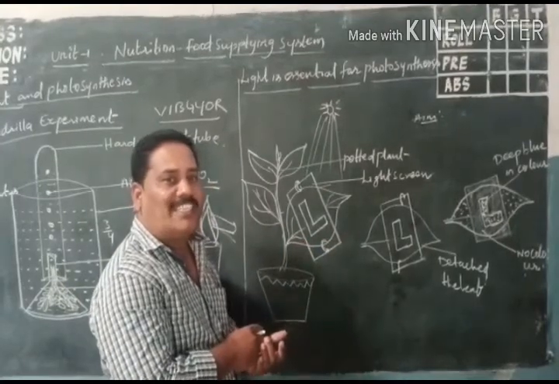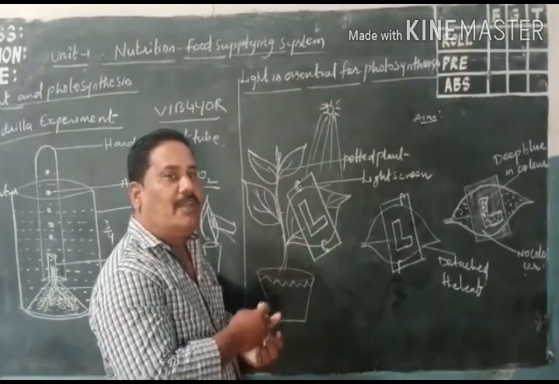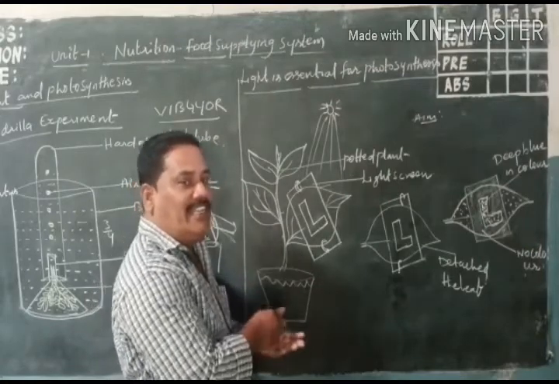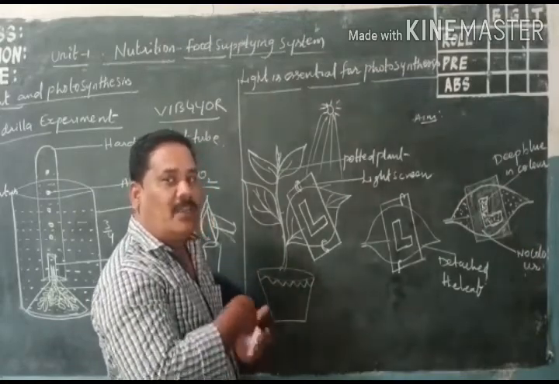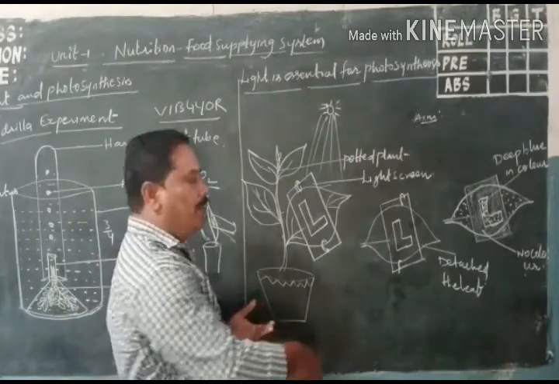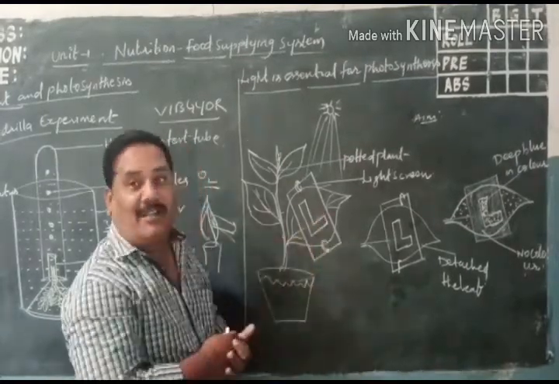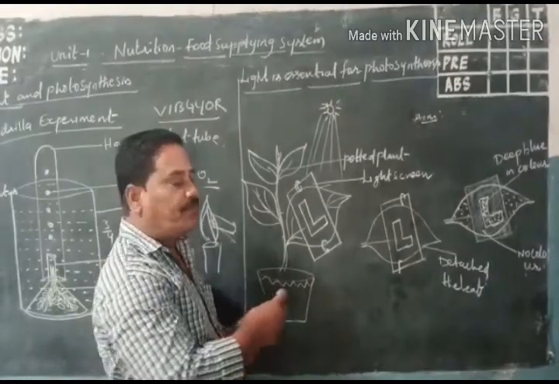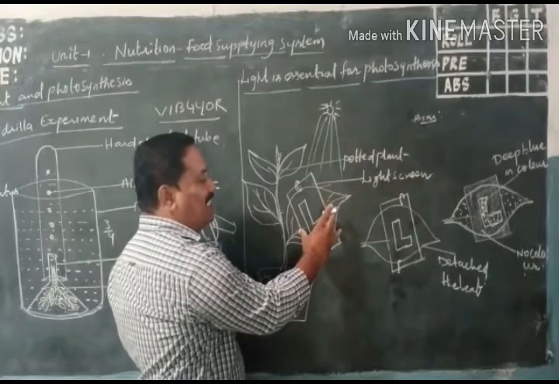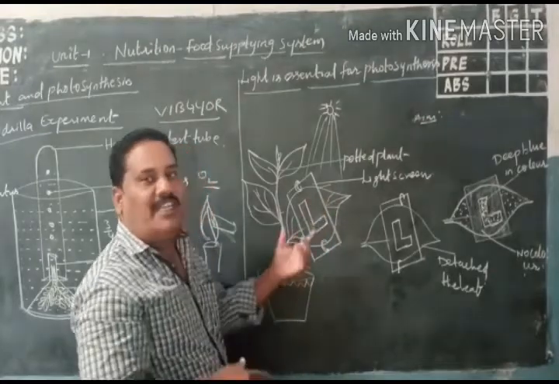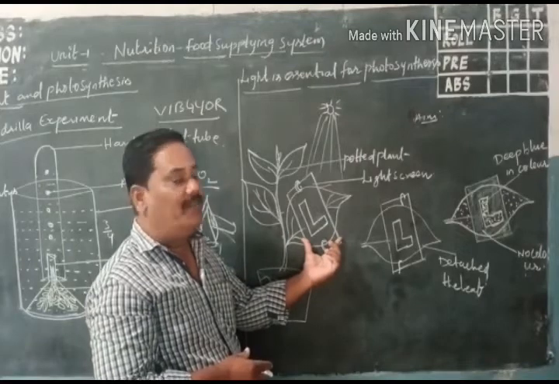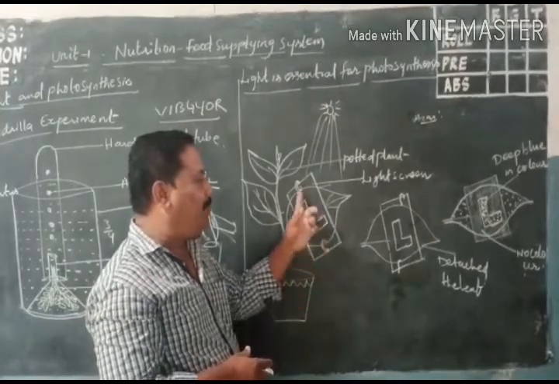Now prepare the light screen. How to prepare a light screen? Take a cardboard and cut a design. Here I have cut an L shape. You can cut a star shape, your initial, or any shape. Okay, now this is a light screen. The light screen is fixed upon the leaf with the help of a clip.